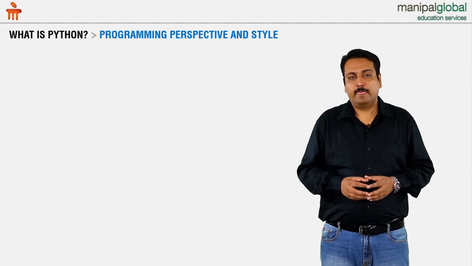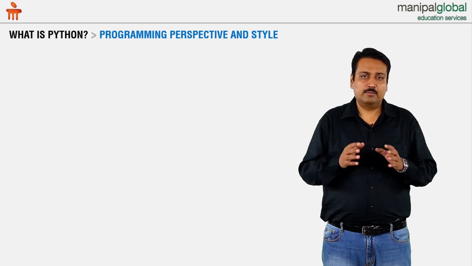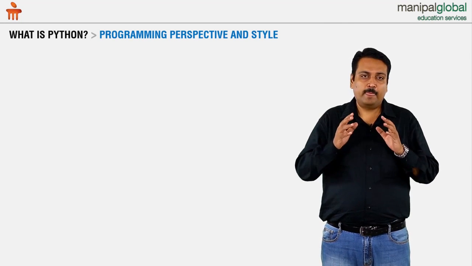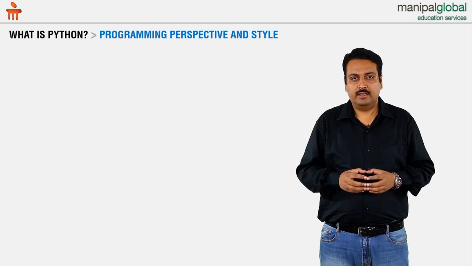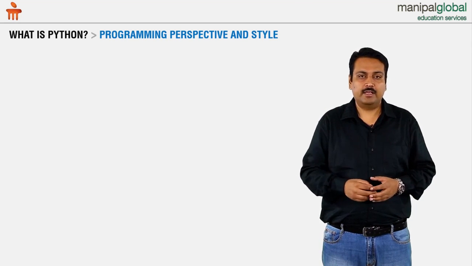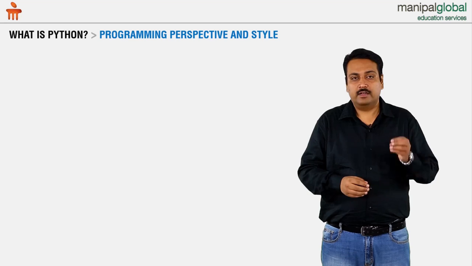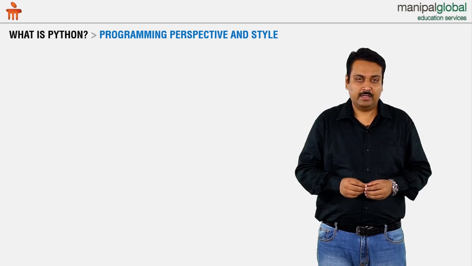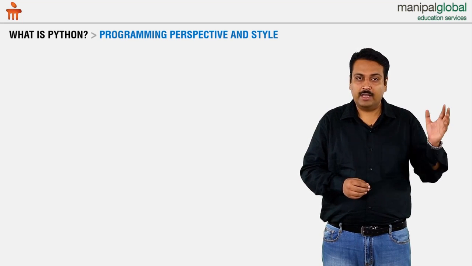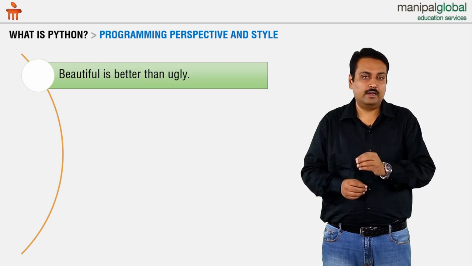Now let us look at the various ways that we can develop Python applications, or the programming perspective and style of Python applications. So in Python we have a set of code, and if we follow that code we can develop our applications as per the Python style. Python stresses that the readability of the code is most important, and the readability part is emphasized by indentation. So the code has to be well indented. This basically means beautiful is better than ugly.